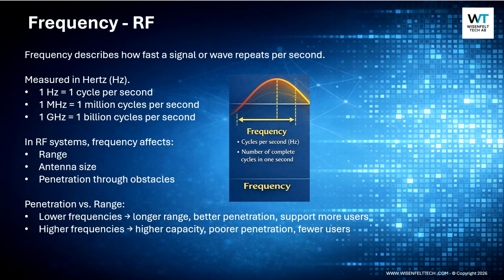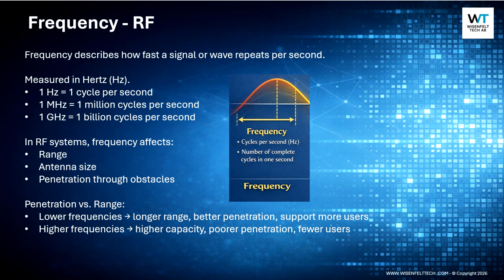Frequency is measured in hertz. It can be described like this: 1 hertz equals 1 cycle per second. 1 megahertz equals 1 million cycles per second. And 1 gigahertz equals 1 billion cycles per second. In RF systems, the frequency affects different aspects such as range, antenna size, and penetration through obstacles.